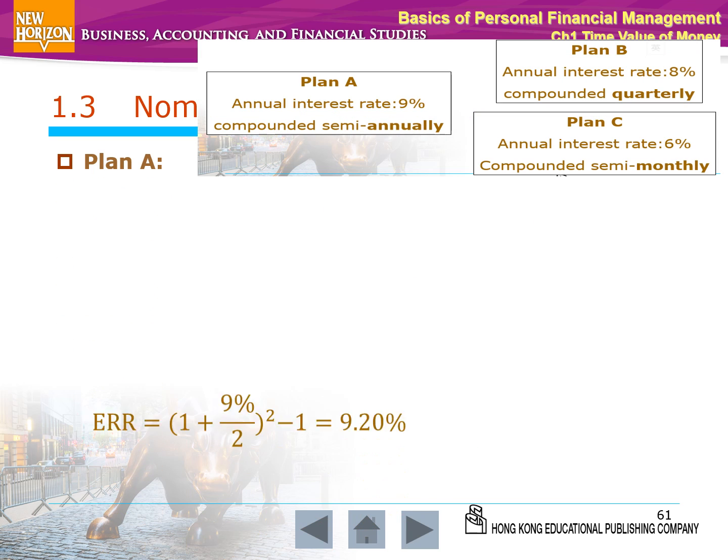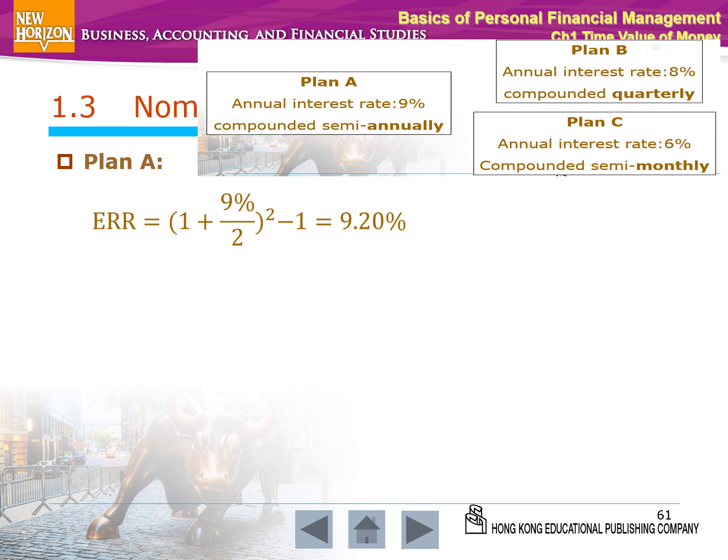All right, for plan A, we kept the image from the last PowerPoint. You see 9% should be divided by 2 because the period is semi-annually, that means half yearly. So 9% divided by 2, and the period increases, to the power of 2, minus 1, that means minus the principal amount. That means we'll get 9.2%.